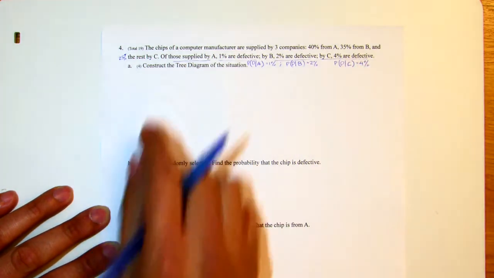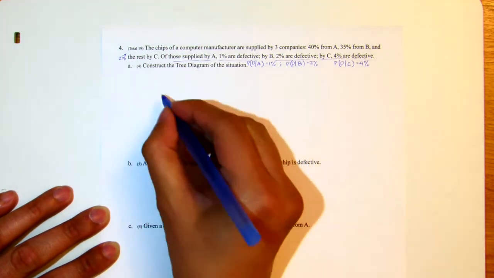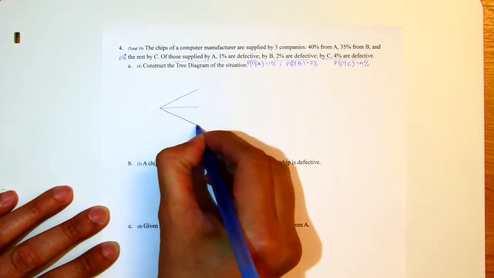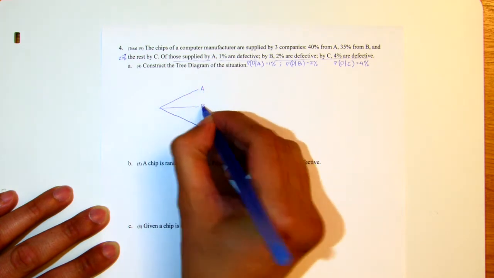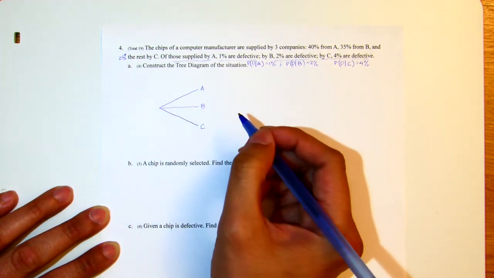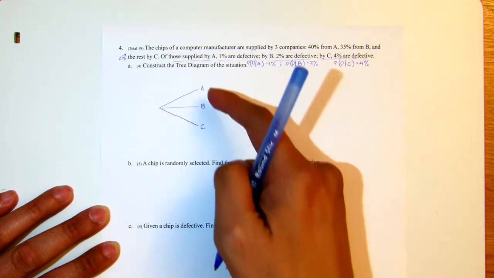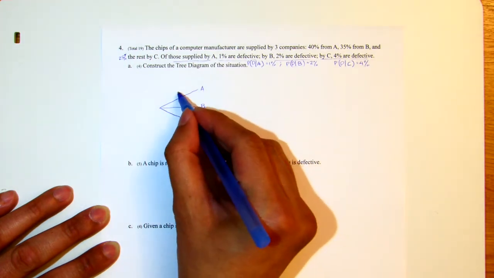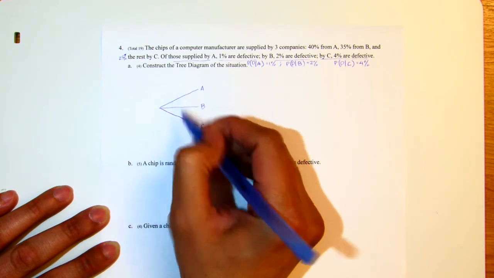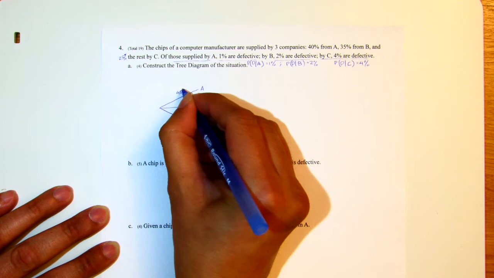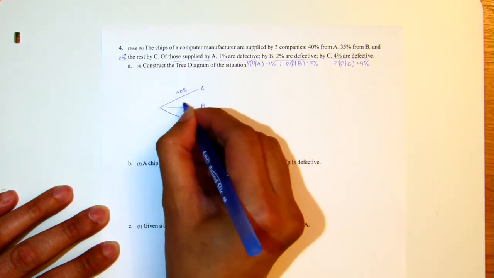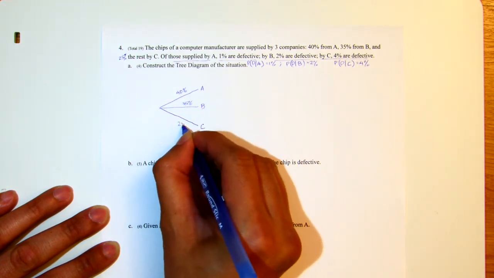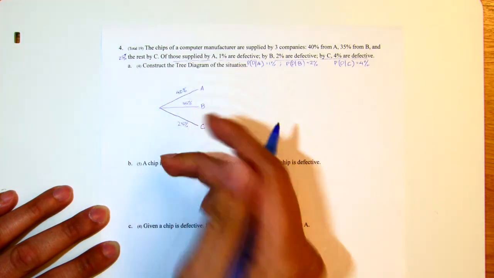Now that's the situation. Now part A, construct the tree diagram of the situation. The first one is that you will have 3 branches because it comes from 3 different suppliers: suppliers A, B, and C. Now the tree diagram is done in the following way. Remember that the events are written at the end of the branch. The probability is written on the branch. Now what percent comes from A? 40%. And then from B is 35%. From C is the rest, right? 25%. Each time you see branching, they should add up to 100%.